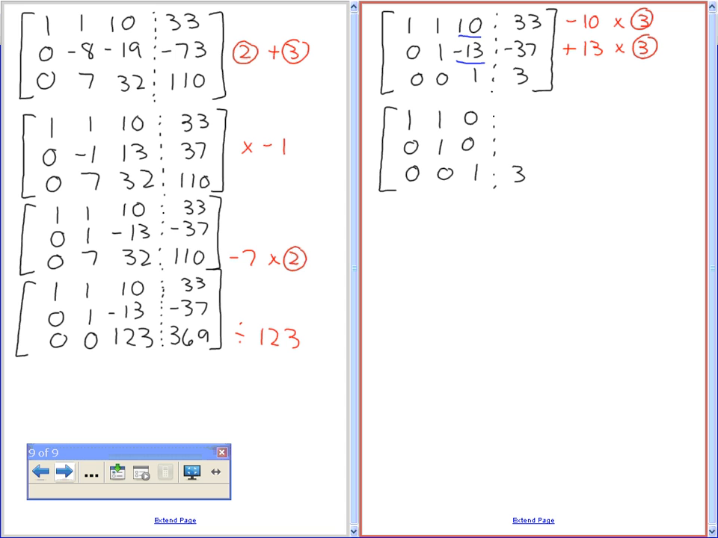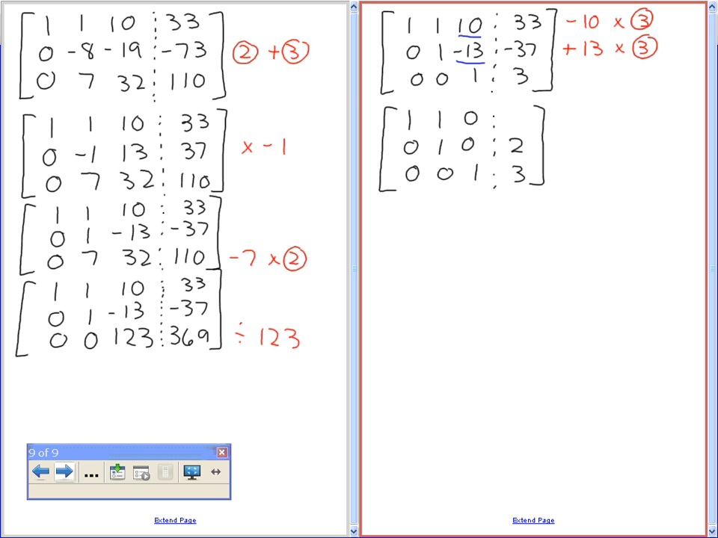By the way, what does this actually mean, 0, 0, 1, 3? Z is equal to 3. Okay, let's do some math here. Negative 13 times 3 is 39. 39 minus 37 is 2.